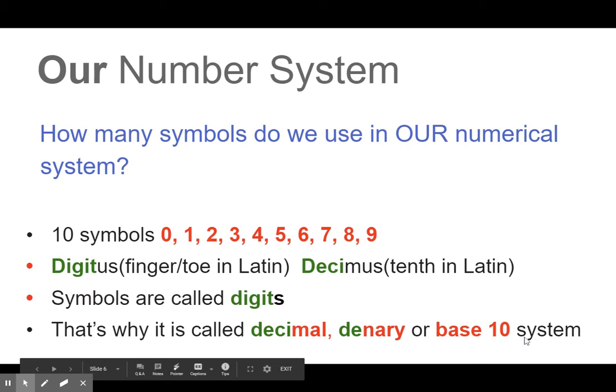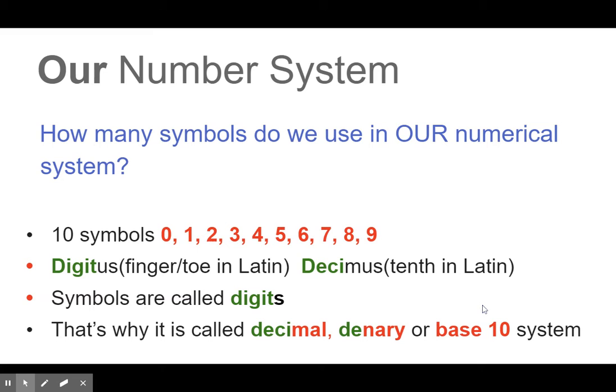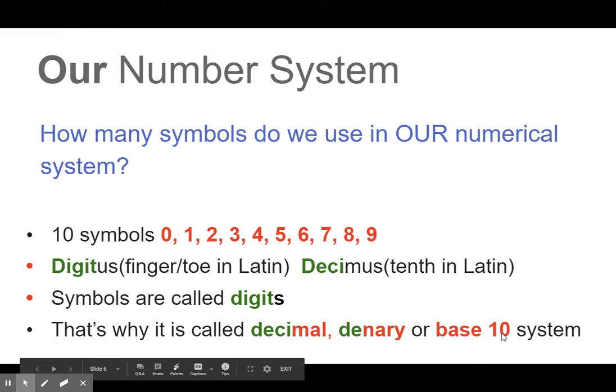Or you might hear me mention a base 10 system. Base 10 means at the very base, at the very bottom, we have 10 symbols. So it's a number system that uses 10 symbols at its base, which should probably give you a hint. There are other systems that don't use 10 symbols as their base. They use another quantity of symbols in their system.